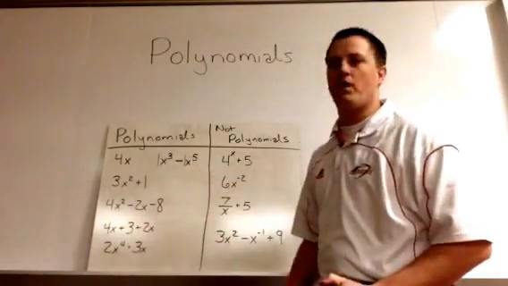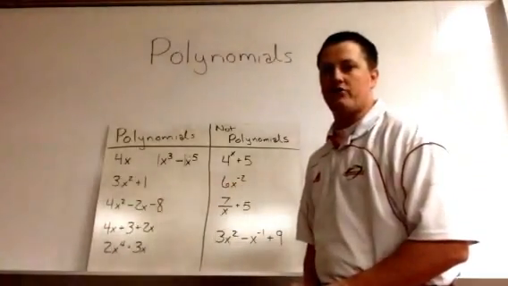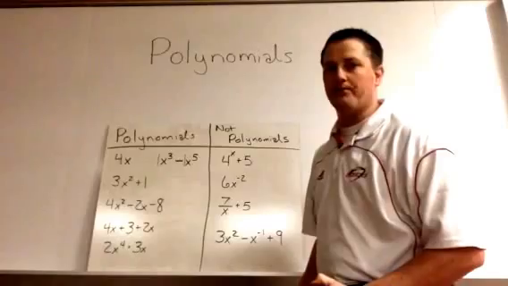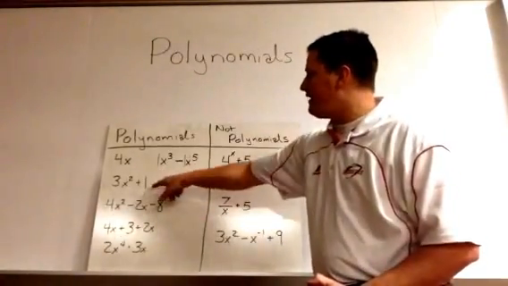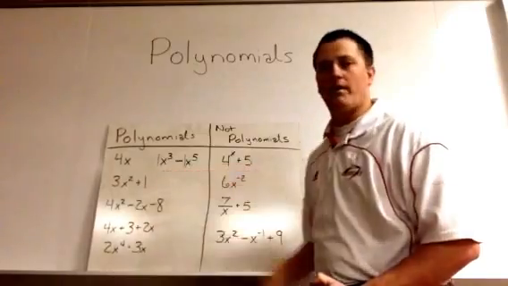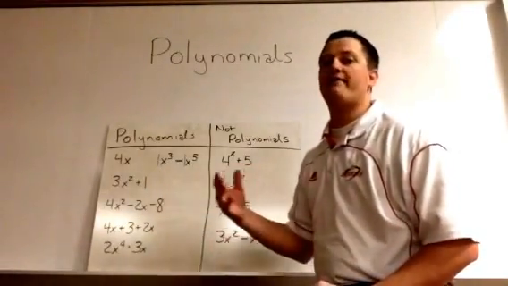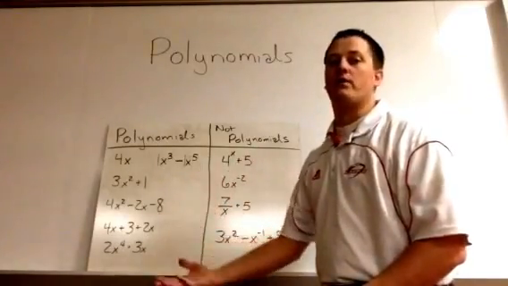3x squared plus 1. That is also a polynomial. 4x squared minus 2x minus 8. Polynomial also. If you notice in these two, we have one term that's missing a variable. Again, that is okay. What that means is we have an x or a y or any variable with a power of 0. So we don't need to put it in.